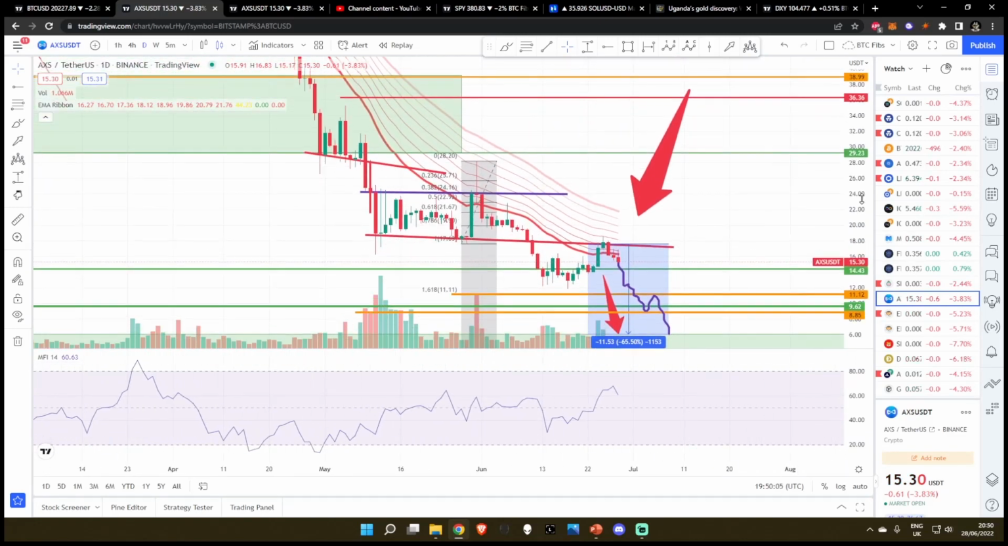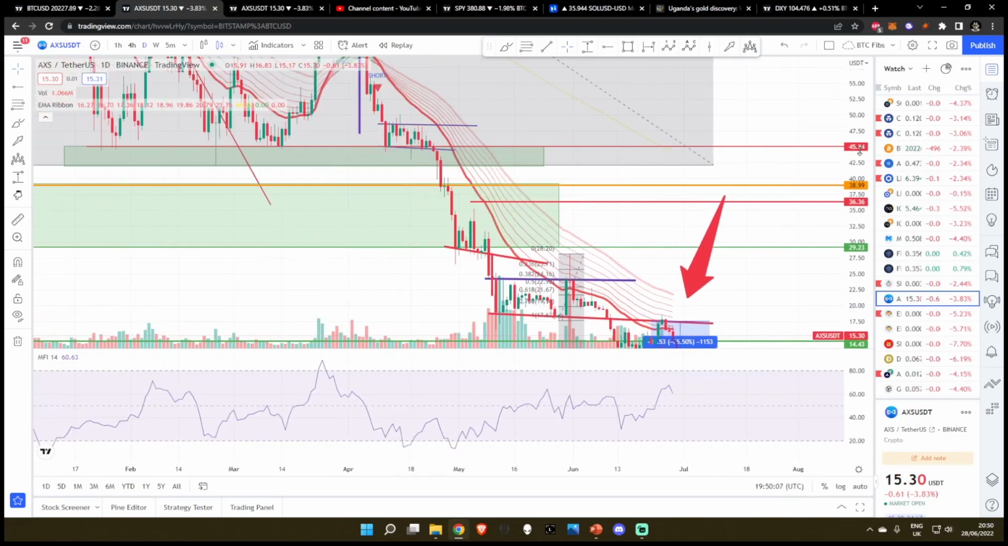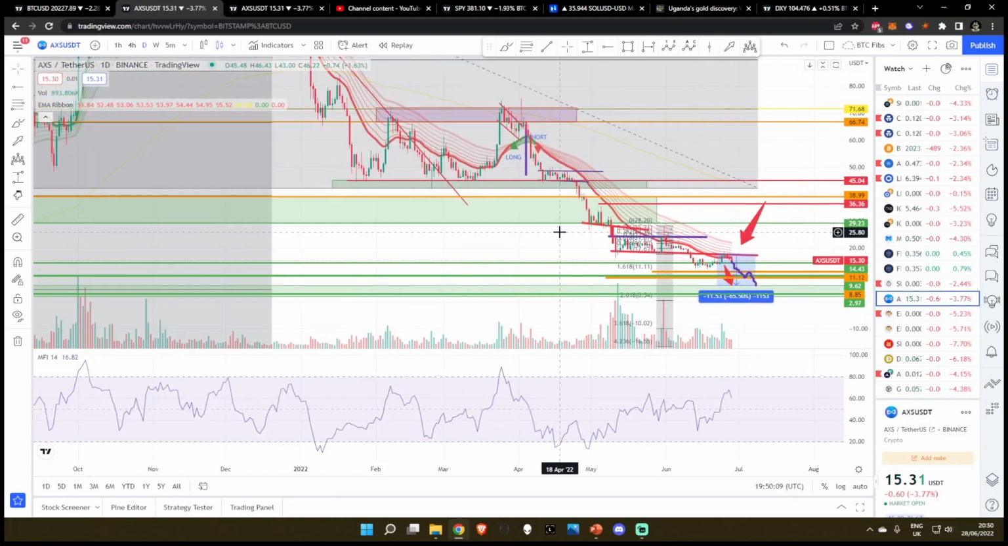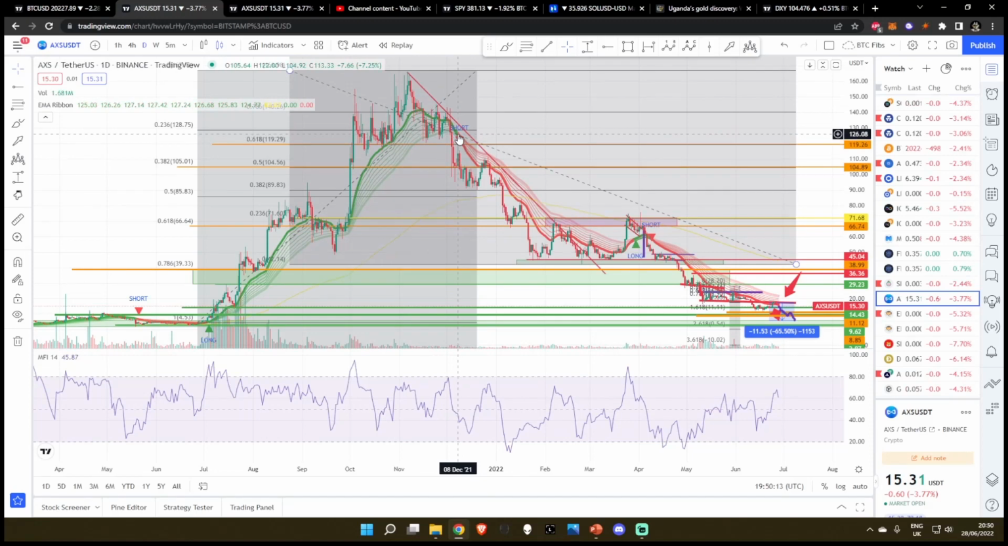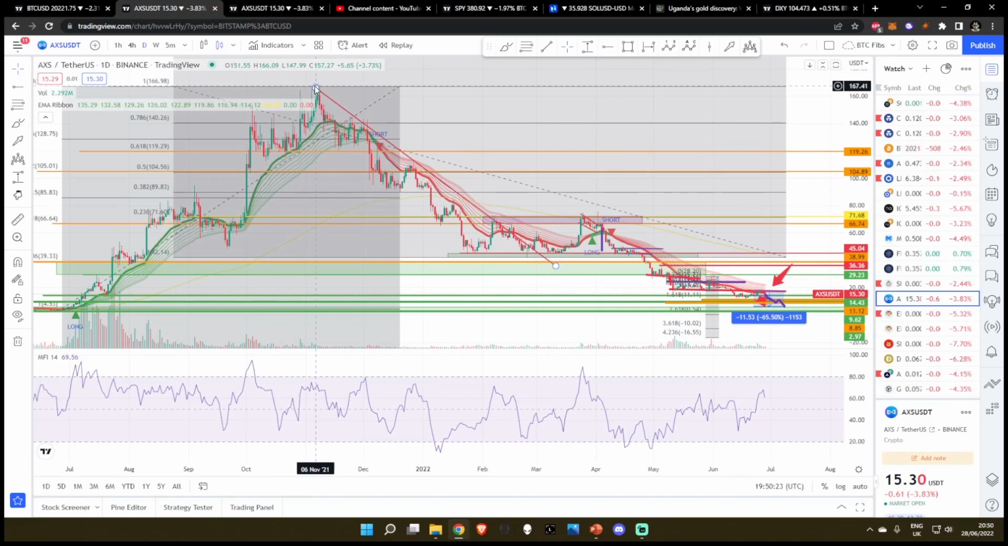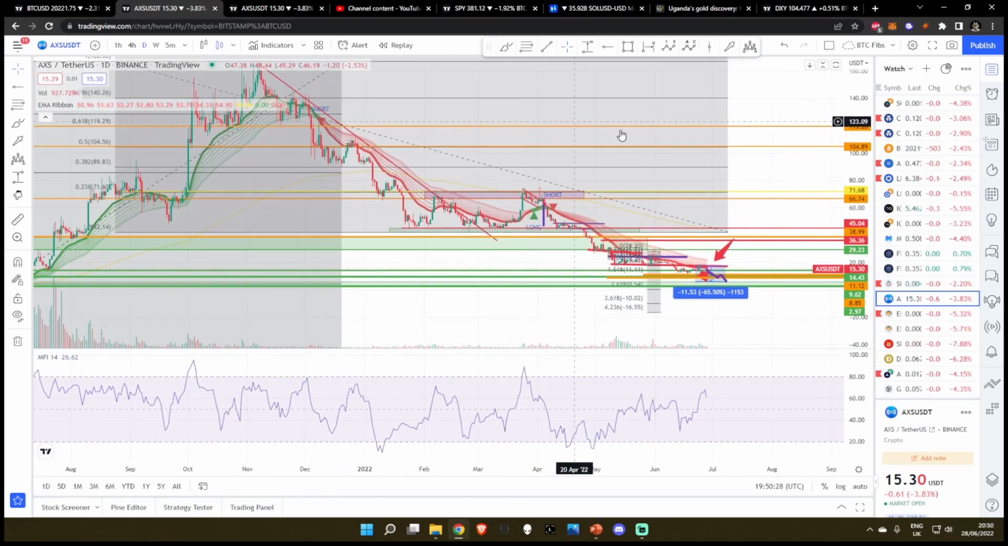So let's talk about these fractals that we've seen play out time and time again. I mean, we can zoom out and see basically since the all-time high, we flipped bearish on the daily EMA ribbons at $126. That seems like years ago now, because we're sitting down at $15. We've really gotten battered hard for Axie. All-time high was up here at like 165, 166. Pretty brutal.